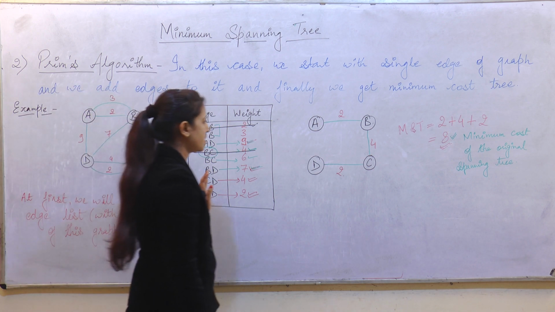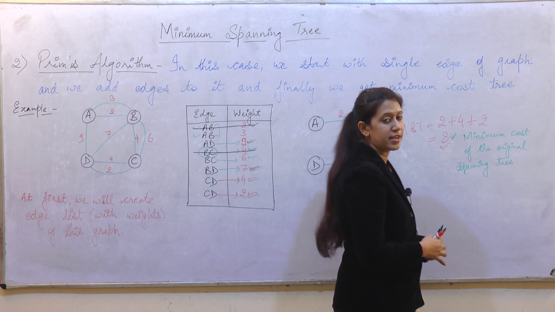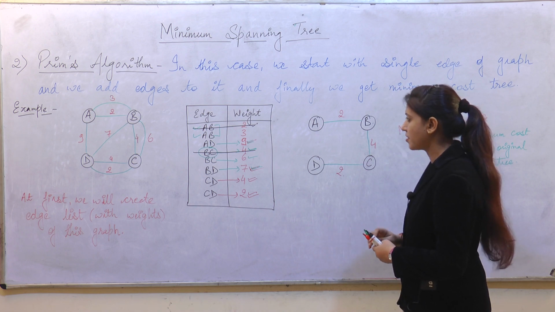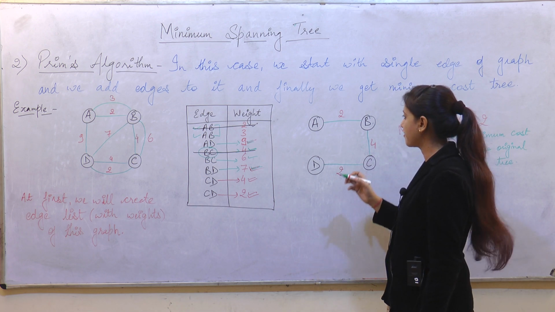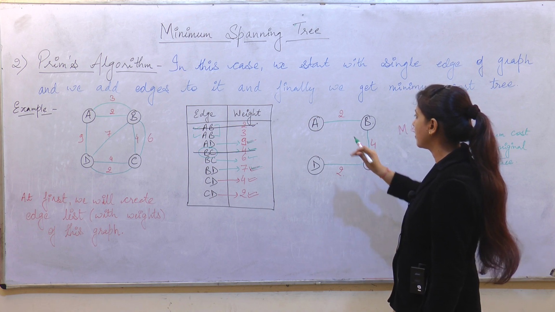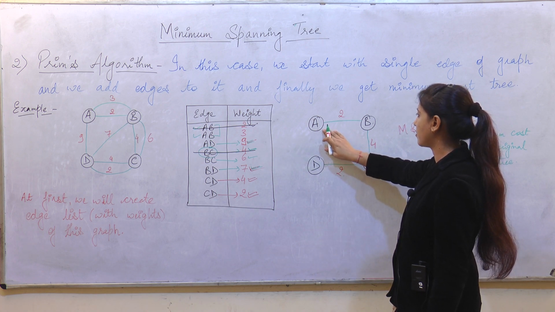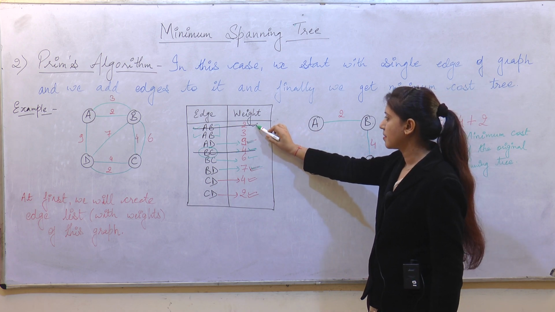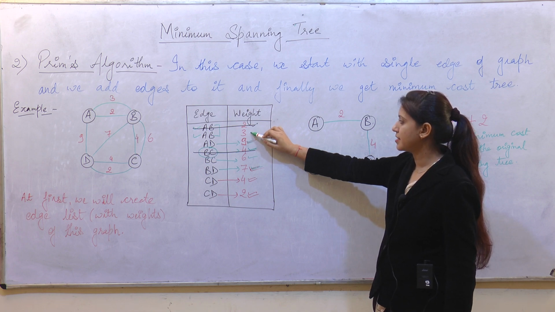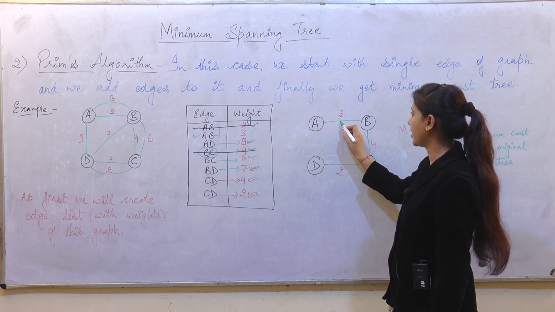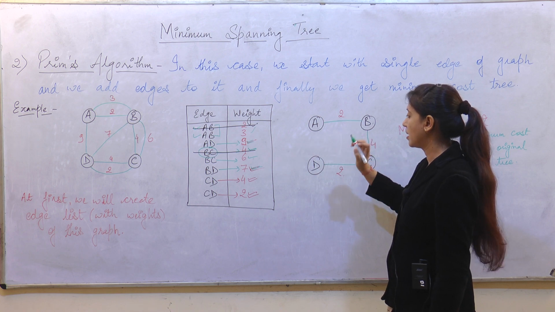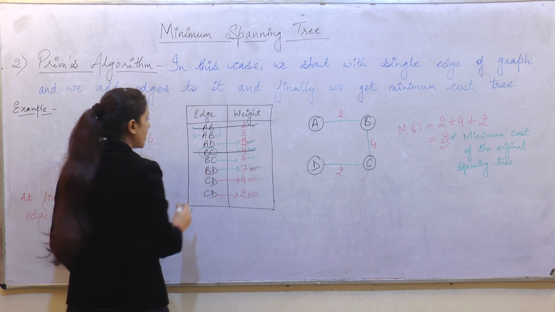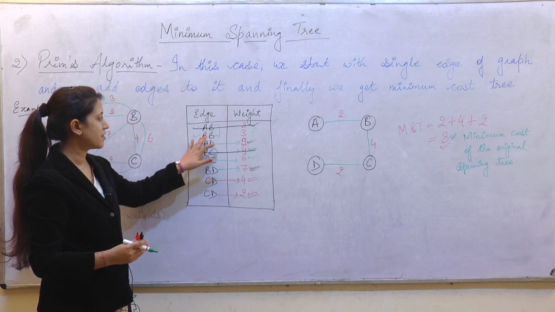The main thing that we should always keep in mind while solving Prim's algorithm is that we cannot take any edge that will make a loop. That means while talking about the nodes A and B, we have two options, one with weight 2 and the other with weight 3. So we have taken the edge with minimum weight, that is 2. Now next comes the edge which is connecting A to B with 3.